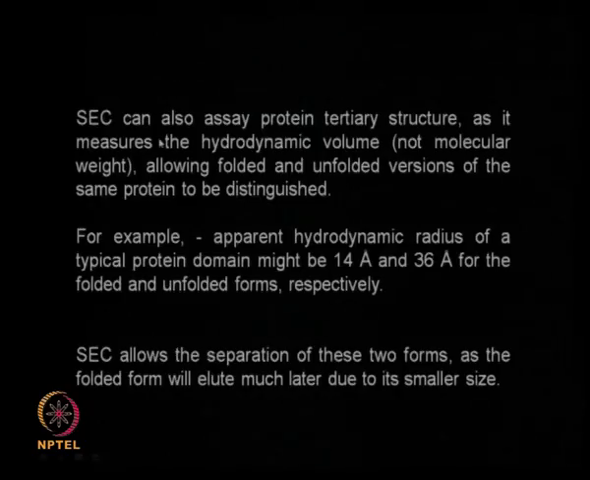So size exclusion chromatography can also assay protein tertiary structures because it measures the hydrodynamic volume. So we can differentiate between folded and unfolded versions of the same protein. A folded protein and an unfolded protein will have different hydrodynamic volumes, and we will be able to separate them out. For example, the apparent hydrodynamic radius of a typical protein domain might be 14 angstroms in a folded state or 36 angstroms in the unfolded state. So you can get a very good separation of these two proteins.